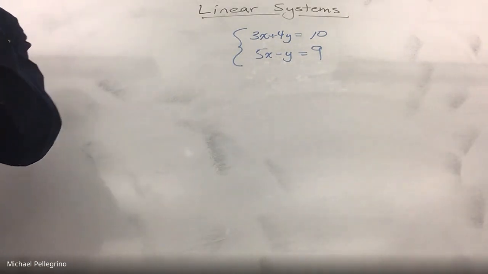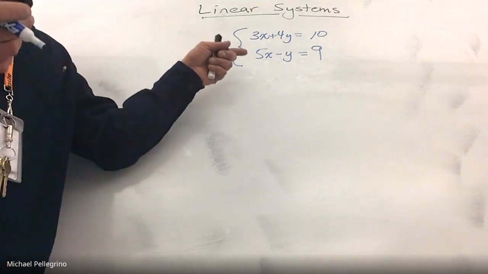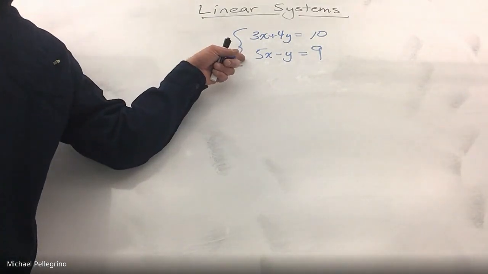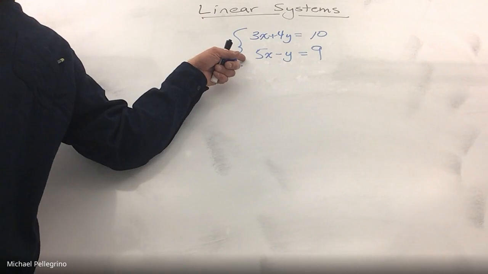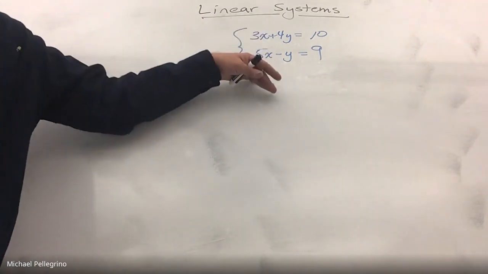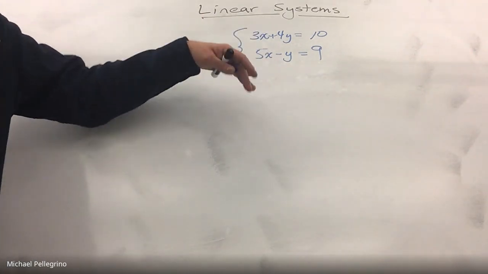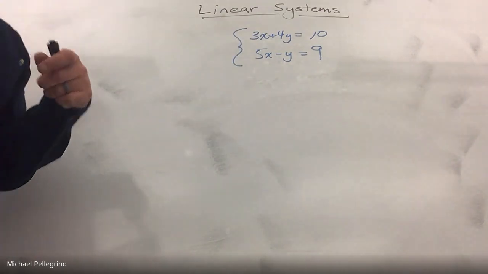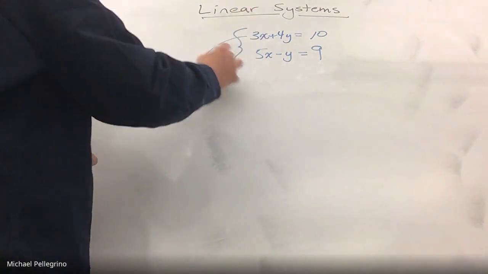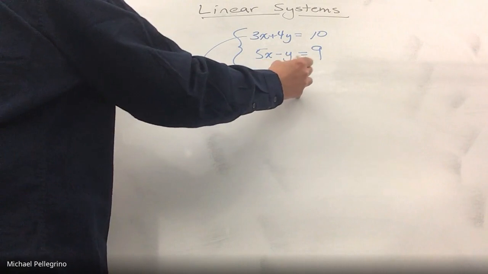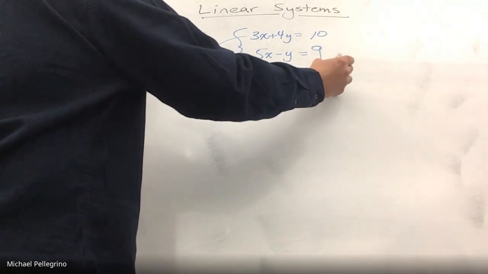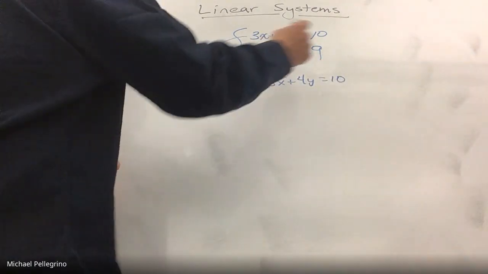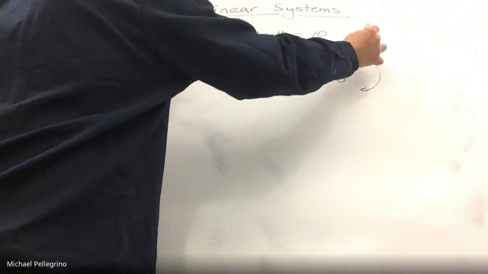In fact, what I'm going to do is take that second equation and multiply it by 4. And then add that whole second equation, the new one that I multiplied, to the first one. And you'll see what happens. So I'm just going to rewrite this one here: 3x plus 4y equals 10. And then I'm going to multiply this one by 4.